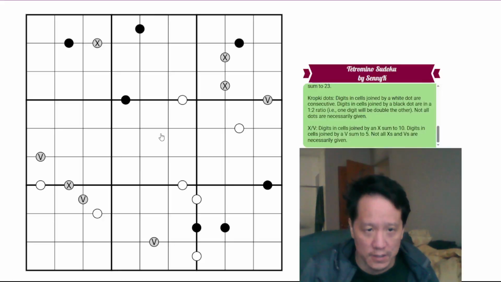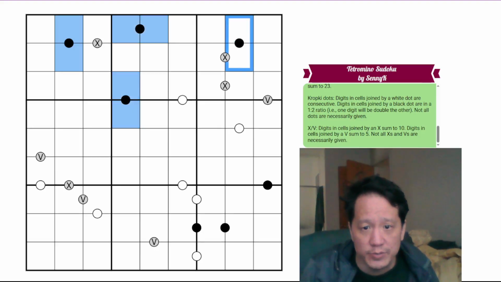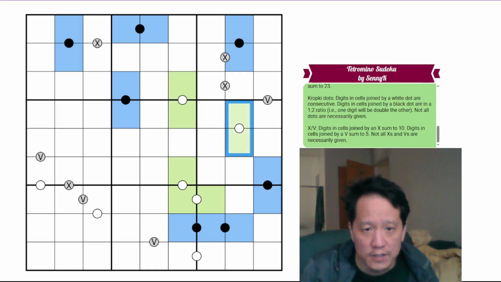Let's go. Okay. So these are both shaded. These are both shaded. These are both shaded. These are both shaded. We're going to color the unshaded as green. So these are all unshaded. These are all shaded. Shaded. This is unshaded. Unshaded. Unshaded. And unshaded.